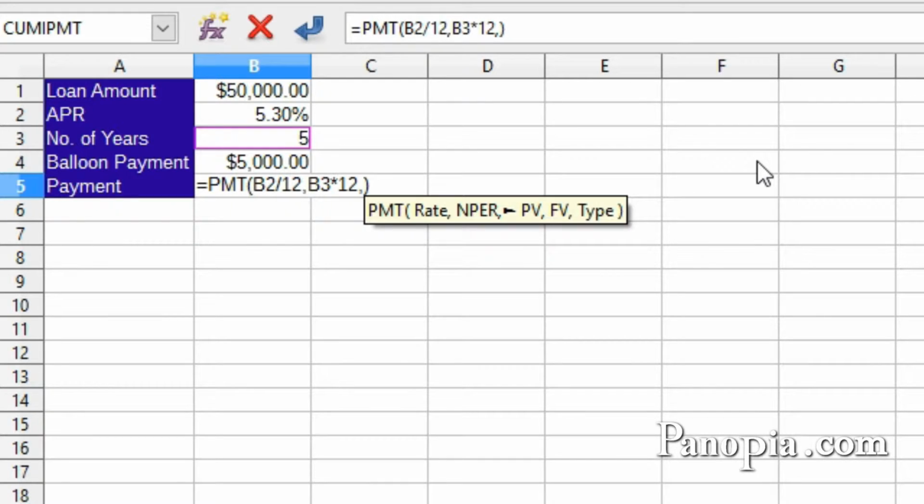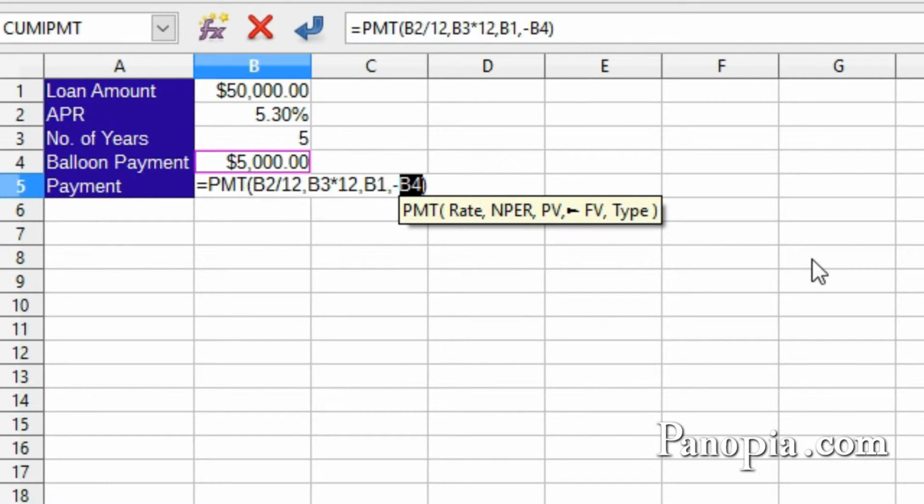Comma. Next is the present value. This is the amount of the loan, so click B1, comma, FV, future value, the value left when the payments are over. This is where the balloon payment amount comes in. First type a minus, then click B4. The amount is negative because it is still owed to the bank after the payments are made.